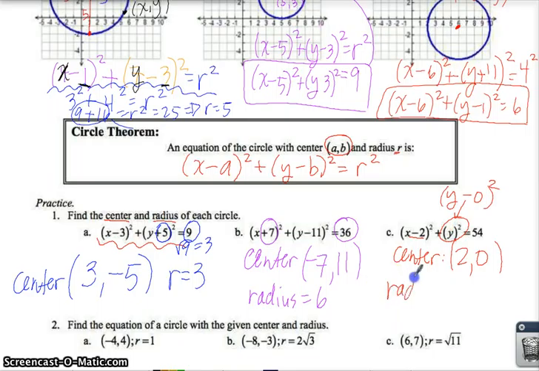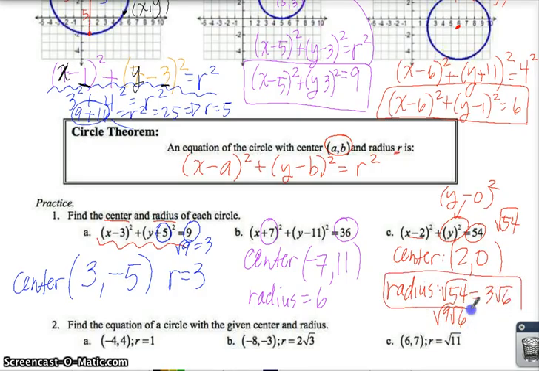Okay, the radius, however, is a little bit trickier. It's not a perfect square. 54 is not a perfect square, so we have to take the square root of 54. But guess what? You have to simplify that. There's a perfect square factor that's part of 54. It's 9. 9 times 6 equals 54. Therefore, my radius is 3 root 6. My center is (2, 0).